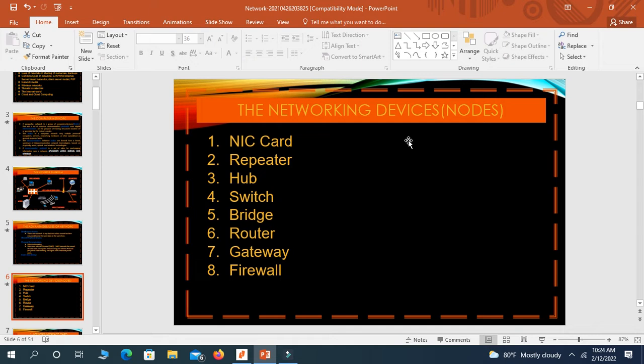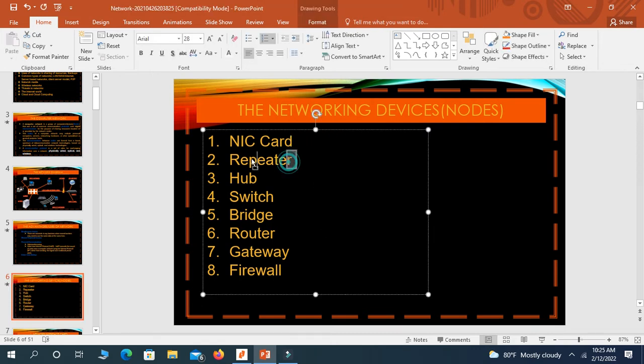Networking devices. These are the different components of networking devices. First up we have a NIC card. Next up we have a repeater. Then we have a hub. There is also a switch, bridge, router, gateway, and firewall. Most of the terms might be familiar to you. You might not have heard of the term repeater. What is a repeater? It's your duty to find it out.